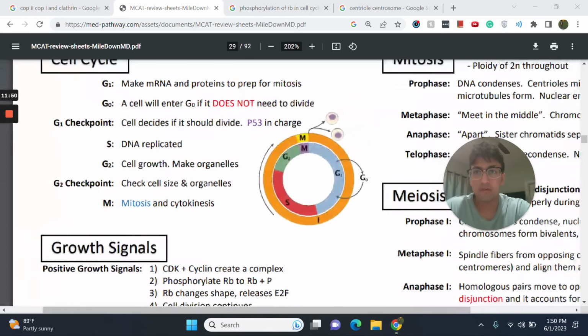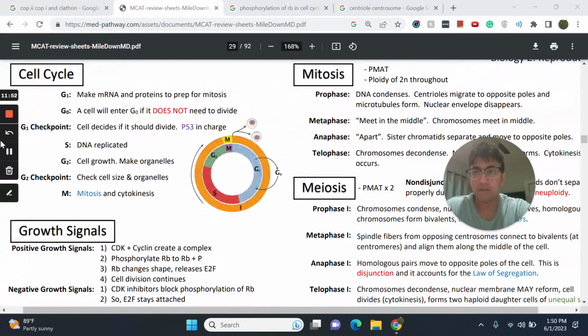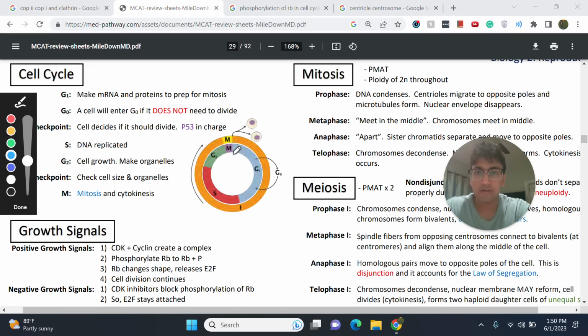Okay, this is the second part of biology, which is reproduction. We're going to start with the cell cycle. The cell cycle is pretty easy to understand. The first thing you need to understand is that almost everything in the cell cycle is interphase except for this little bit, which is mitosis. Mitosis is the process of cell division where one parent cell makes two daughter cells.